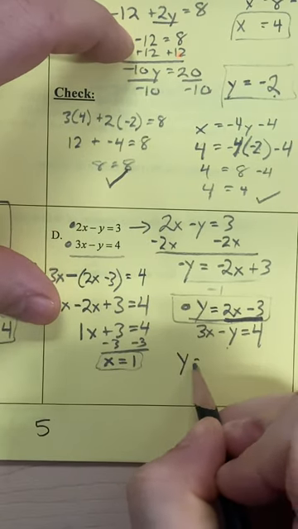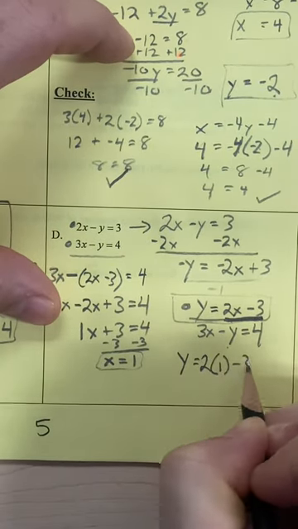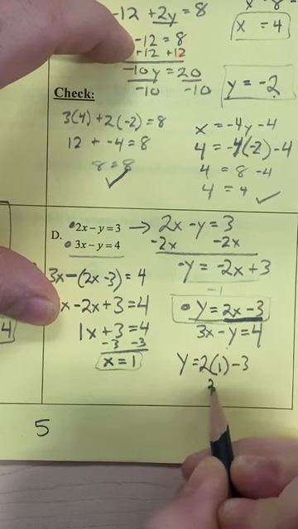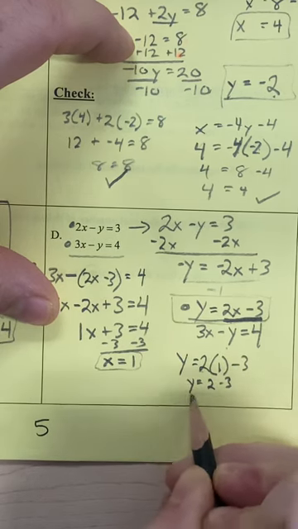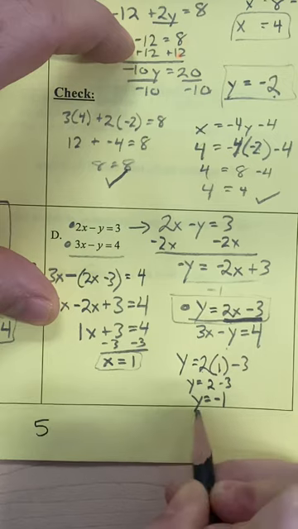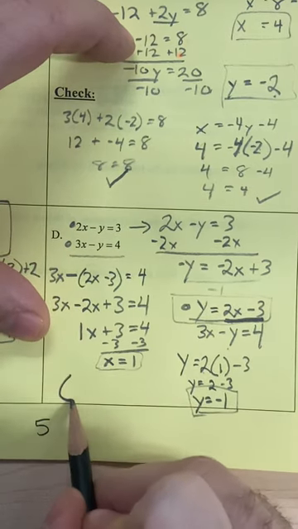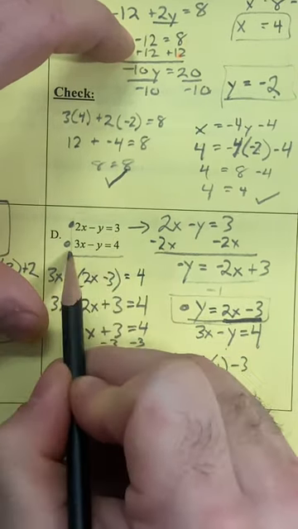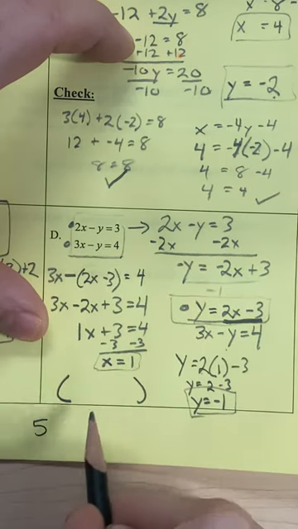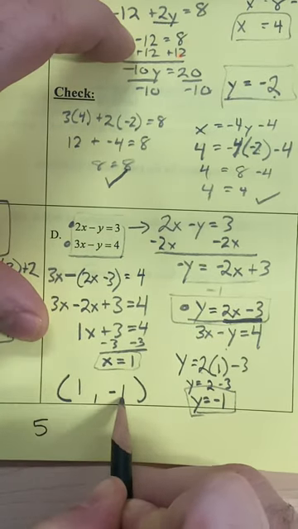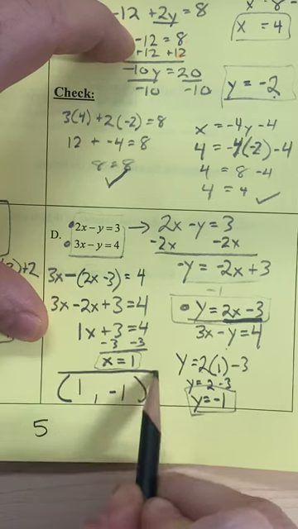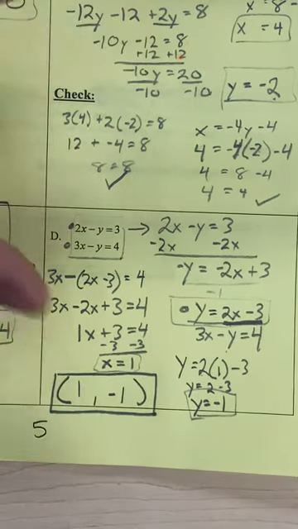So I'm going to say y equals 2 times 1 minus 3. 2 times 1 is 2. And 2 minus 3 is negative 1. So the ordered pair that is the solution to this original system of equations is (1, negative 1).